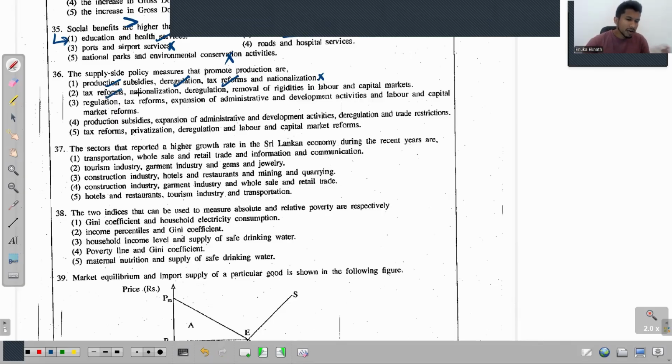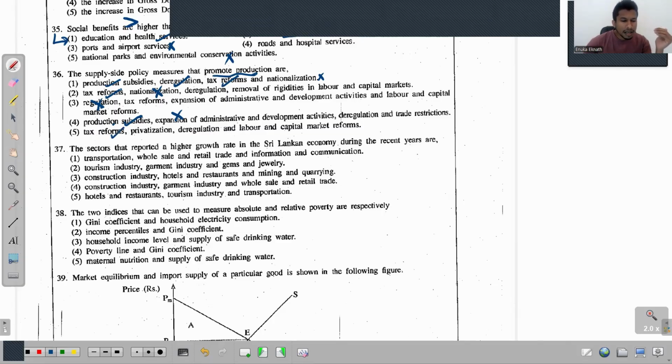Tax reforms in a favorable manner, yes. Nationalization, once again, that's wrong. Third one, regulation. No, regulation must be very low, right? Low regulations will promote production. So the third one is also not an option. The fourth one, production subsidies, yes. Expansion of administrative and development activities, no. Expansion of administrative activities, regulation. So this is not going to be the answer.